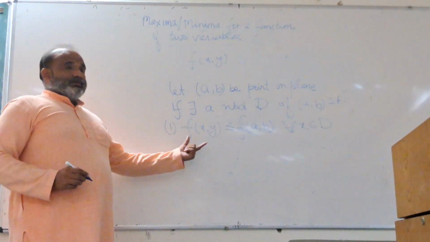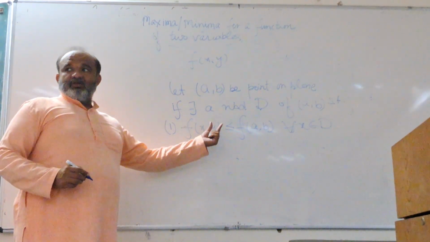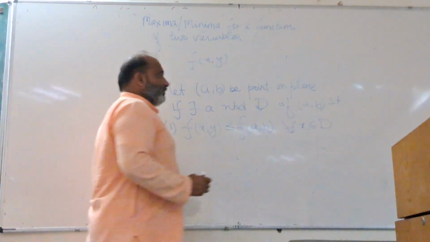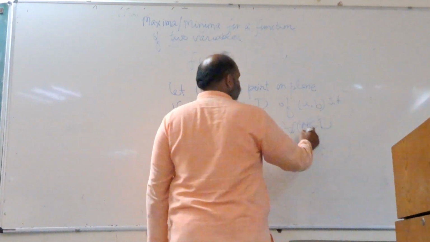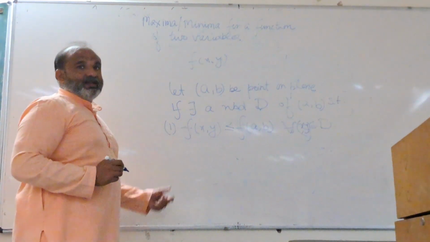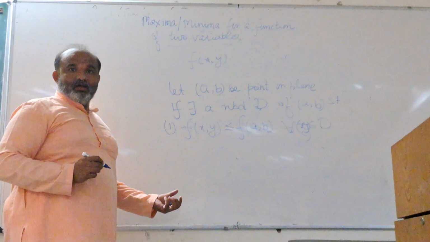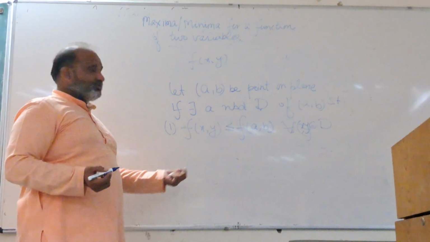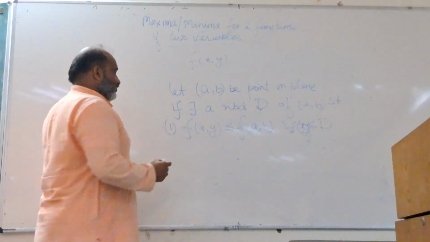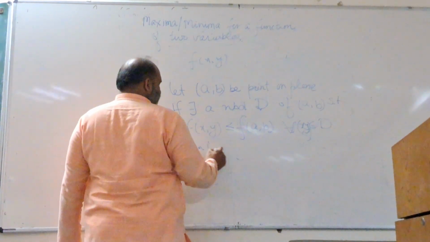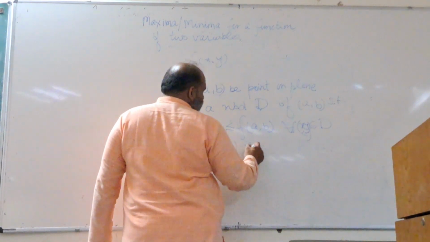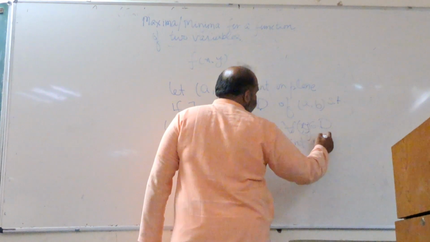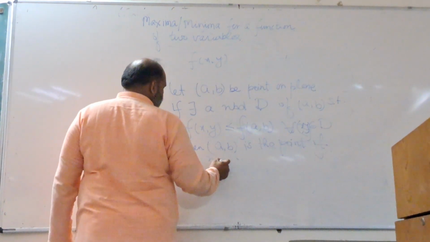If f(x, y) is always less than or equal to f(a, b) for all values of (x, y) belonging to D, then (a, b) is called a point of maximum, because the value is the highest at this point. So (a, b) is the point of maxima.